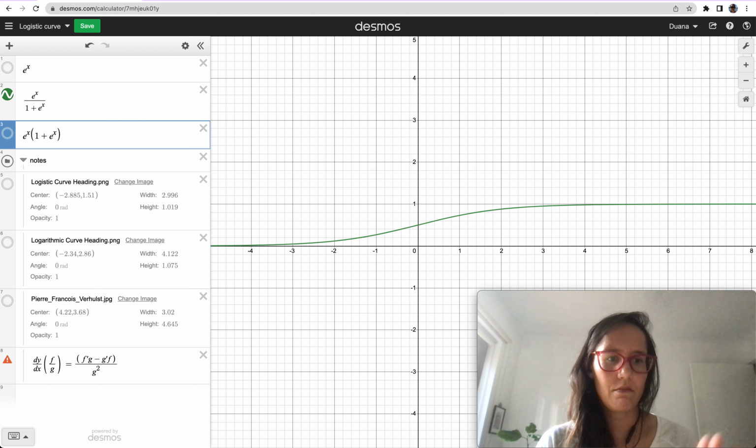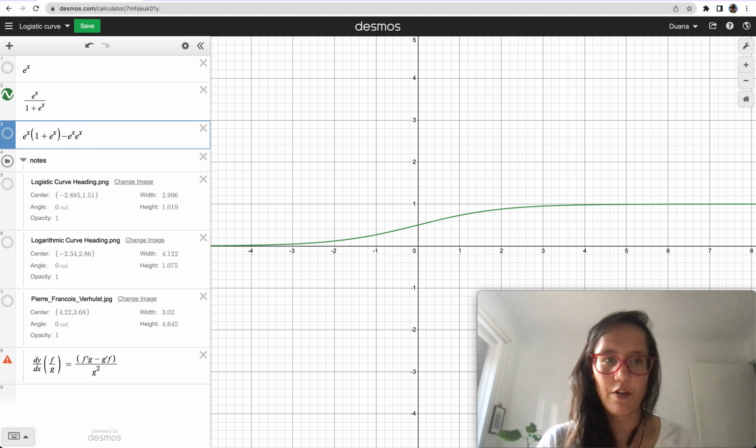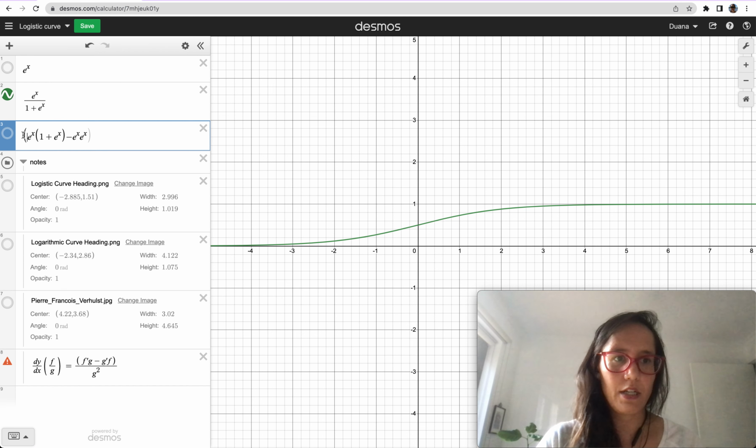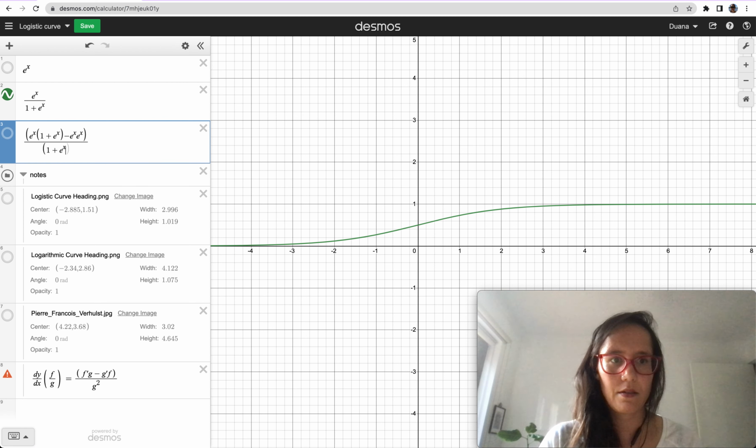Then f dash times g, minus g dash. So g is that bottom expression, and the derivative of that is just e to the x. So g dash is e to the x, times f, and f is e to the x. So that's my numerator, and then my denominator is g squared, which is that 1 plus e to the x, squared. All right, going to clean this up before I graph it.